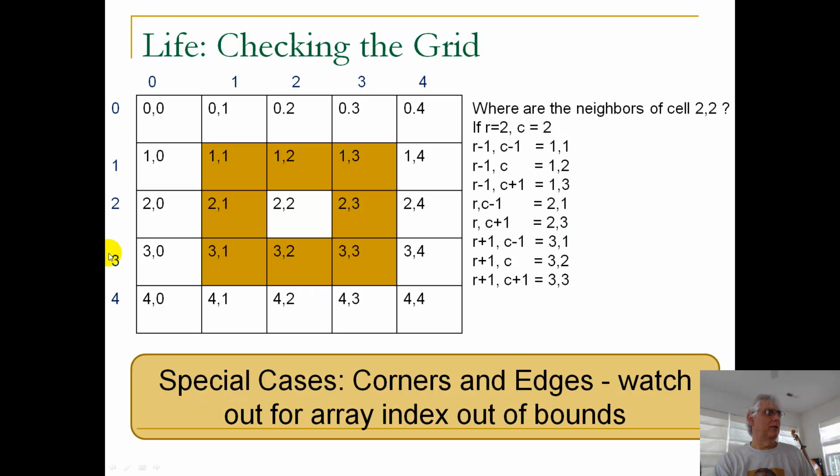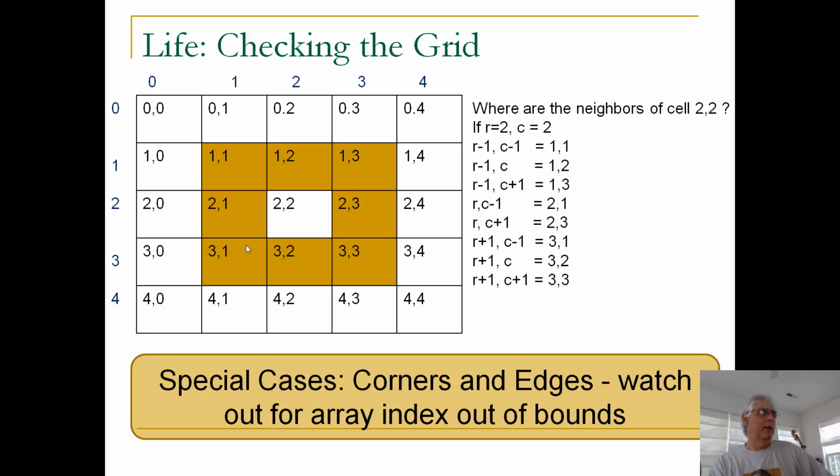Let's continue. Final check. Remember, I started by checking row R minus 1. Then I checked row R. Now what are we going to check? Yes, of course, row R plus 1. So let's look here. R plus 1 is row 3.